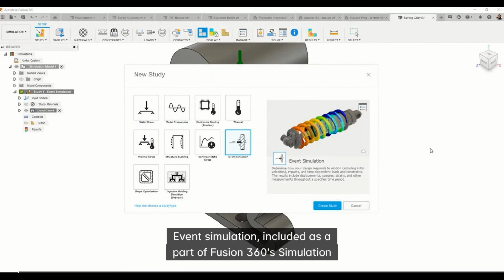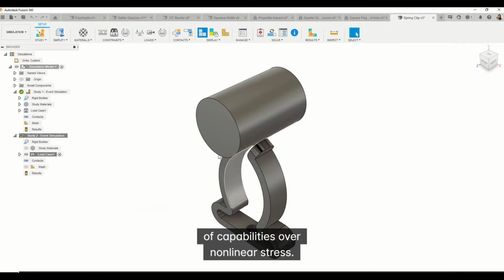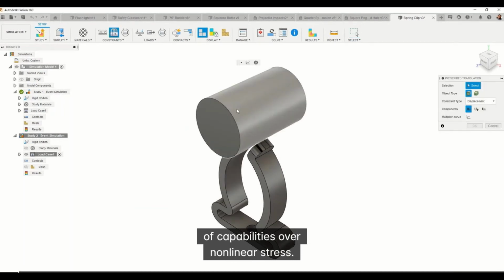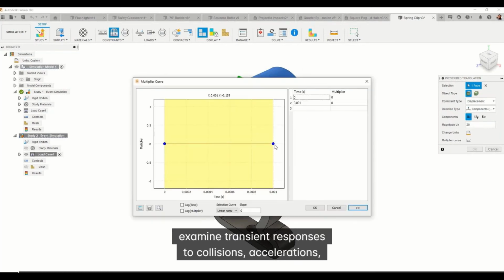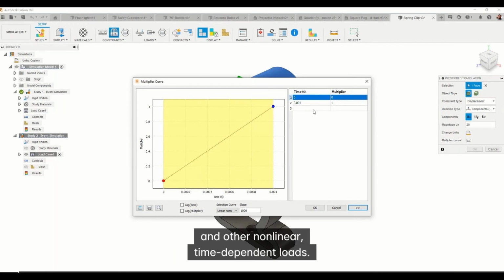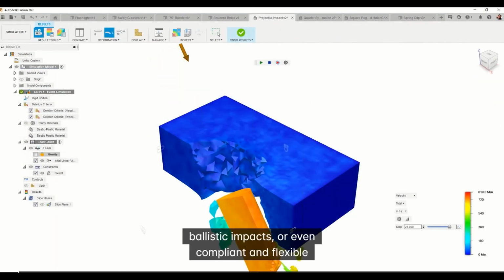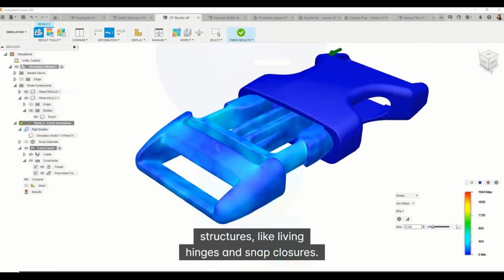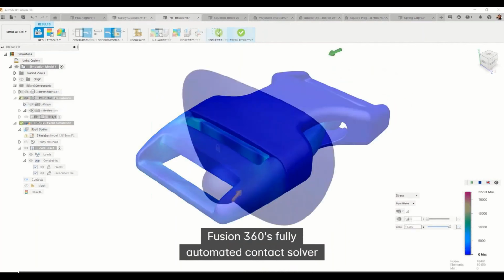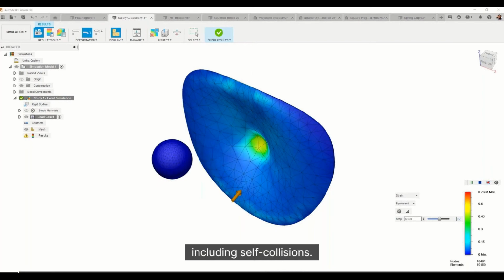Event simulation, which is included as a part of the extension offering, provides even greater capabilities over nonlinear stress by including the dimension of time. These simulation types can accurately examine transient responses to collisions, accelerations, and other nonlinear time-dependent loads. This means predicting behavior from drop tests, ballistic impacts, or even compliant and flexible structures like living hinges and snap closures. Fusion 360's fully automated contact solver tracks and calculates part interactions, including self-collisions.